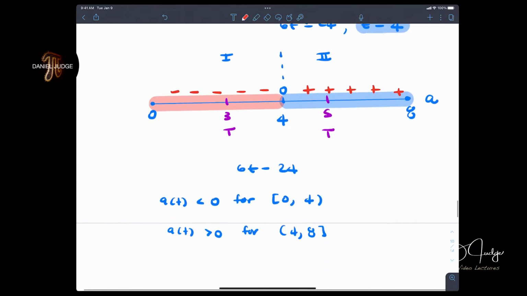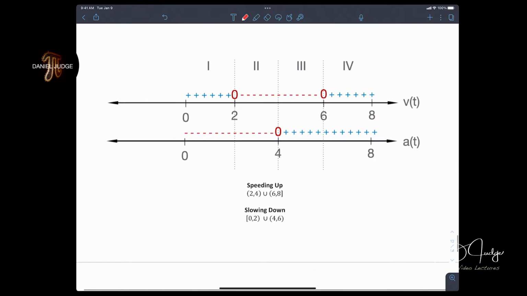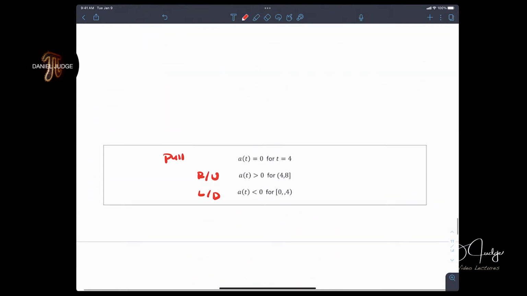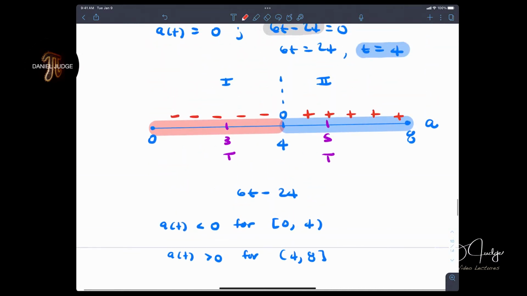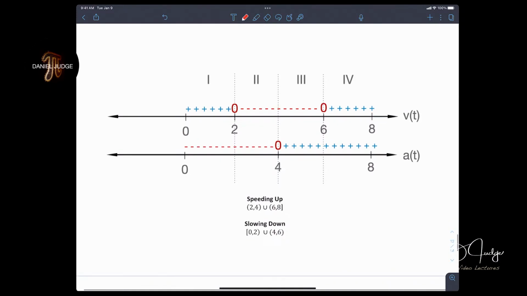Using sign analysis now, you're going to put both the velocity and the acceleration on top of each other. Sort of align them. So here's what's going on. If we can move them on top of each other, this was the picture for velocity.